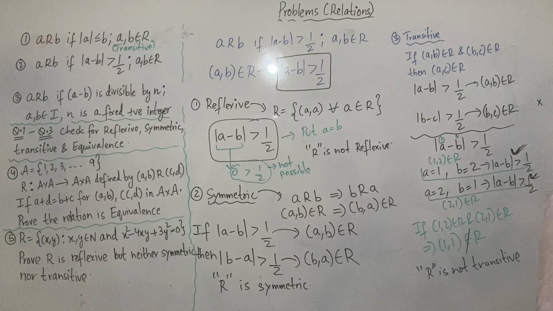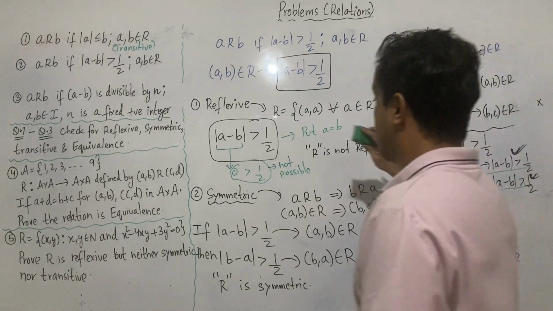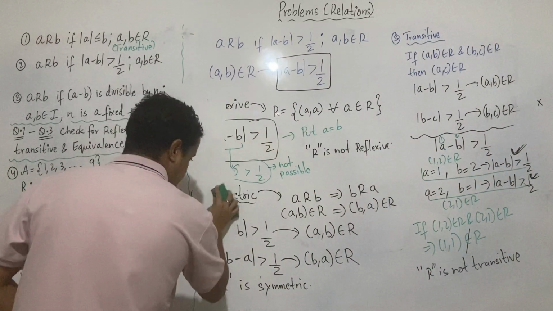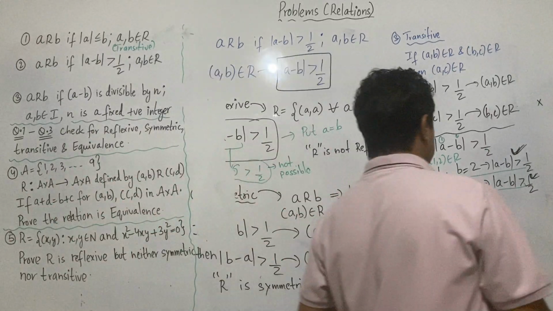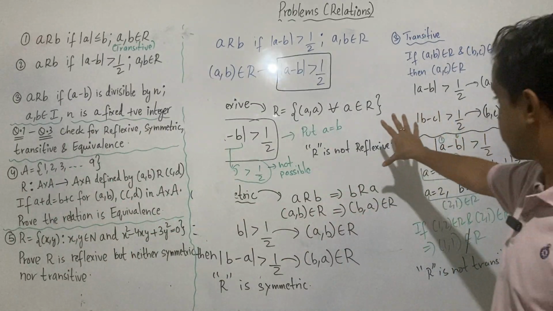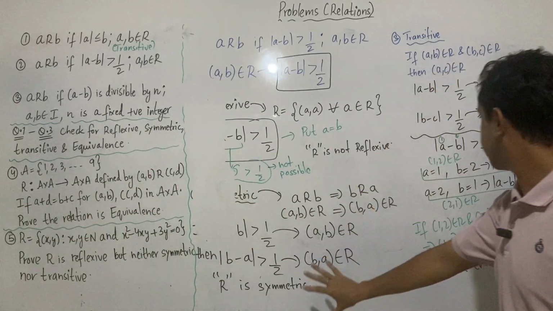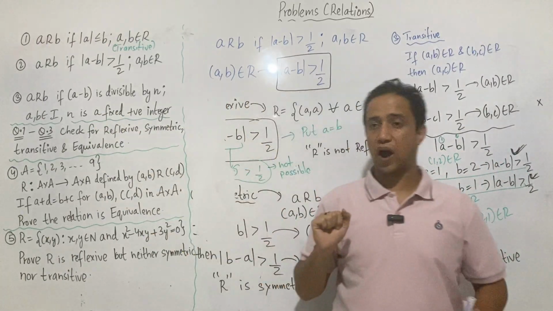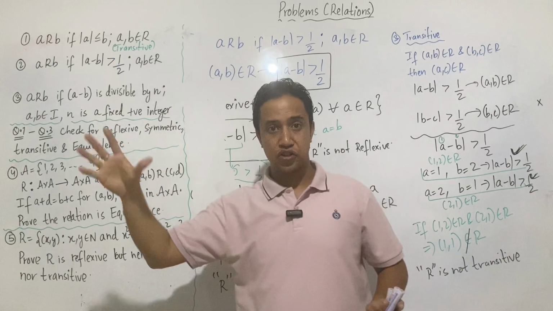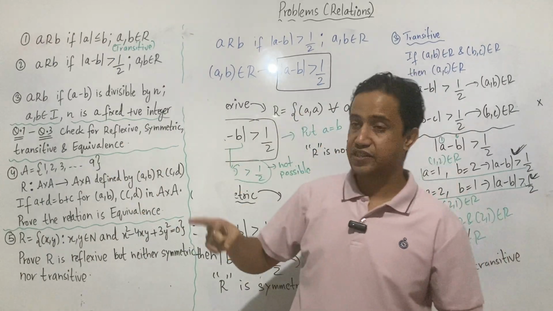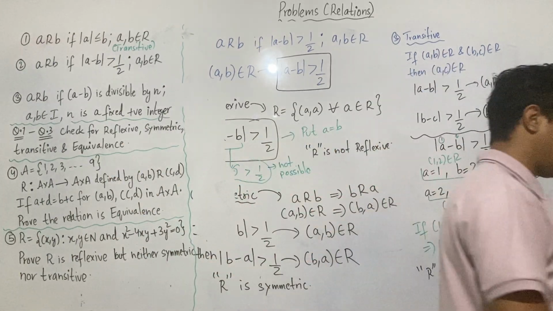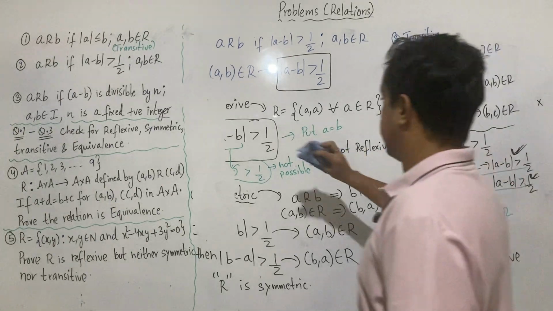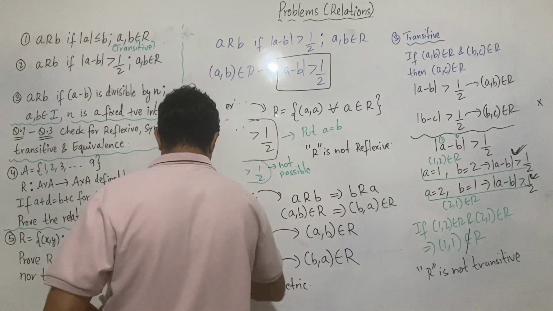Now let's go to the next one. The next one says that, so again, now see here, this relation is not reflexive, it is only symmetric. So of course it is not going to be an equivalence relation. Why? Any relation is going to be an equivalence relation if it is reflexive, symmetric, and transitive. So let's move to the next one.